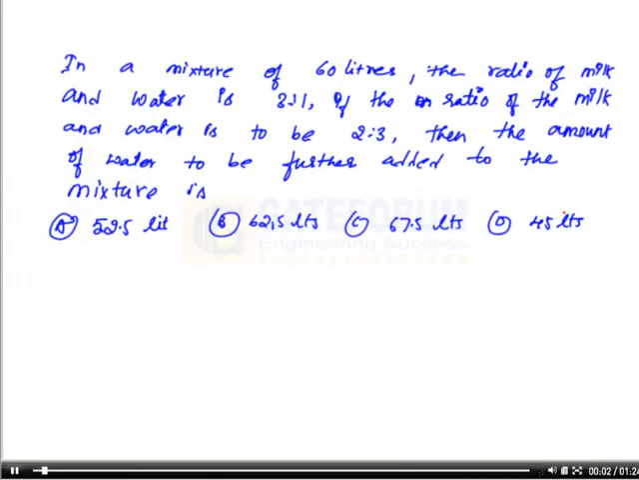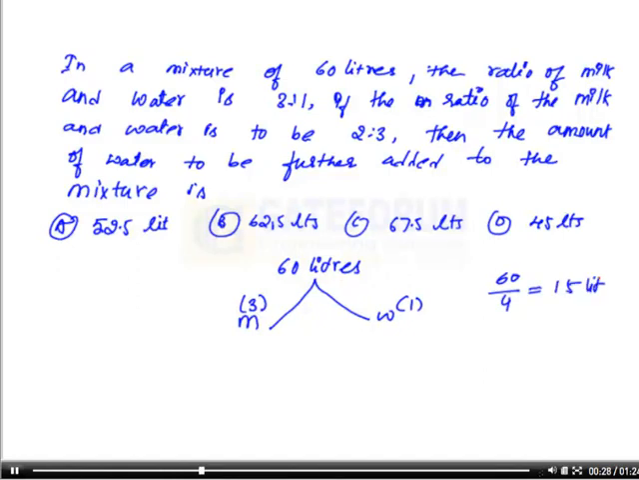Liters, the ratio of milk and water is 3:1. If the ratio of the milk and water is to be 2:3, then the amount of water to be further added to the mixture is. So it is given that there is a mixture of 60 liters in which we have milk and water, which are in the ratio of 3:1. So 3 parts of milk and 1 part of water. So if we divide this 60 liters into 4 parts, each part will be 15 liters. So if it is 3 parts, then milk will be 45 liters, and if it is 1 part, water will be 15 liters.